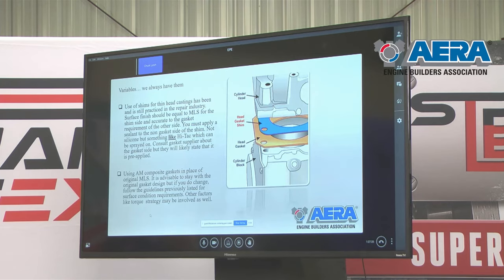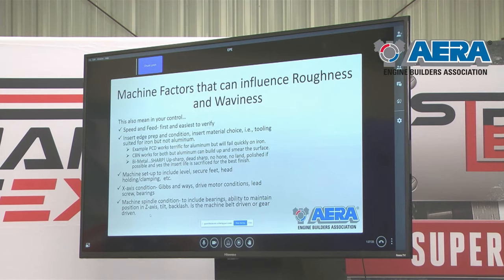Machine factors that can influence roughness and waviness. This also means these are in your control. So one of the first and easiest things to check is speed and feed. That definitely controls your roughness, but if you make a tool work too hard, then you can induce waviness. You start having lift and drop over cylinder bores, big water holes and whatnot, just because you're pushing your equipment really hard, and then you can have issues there.